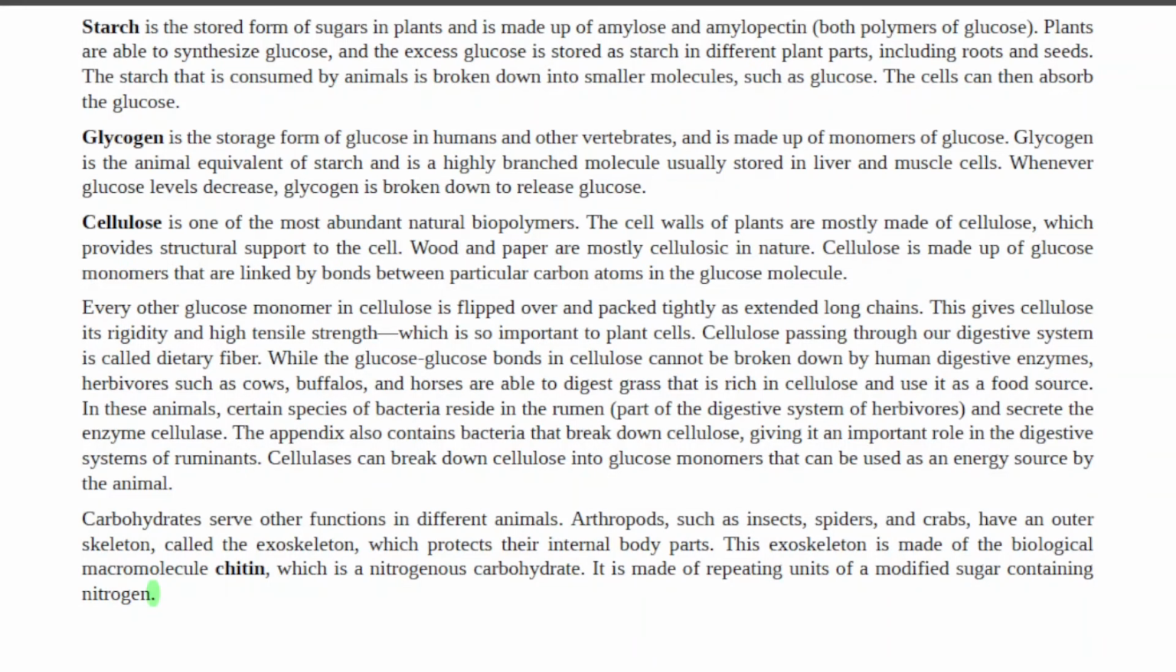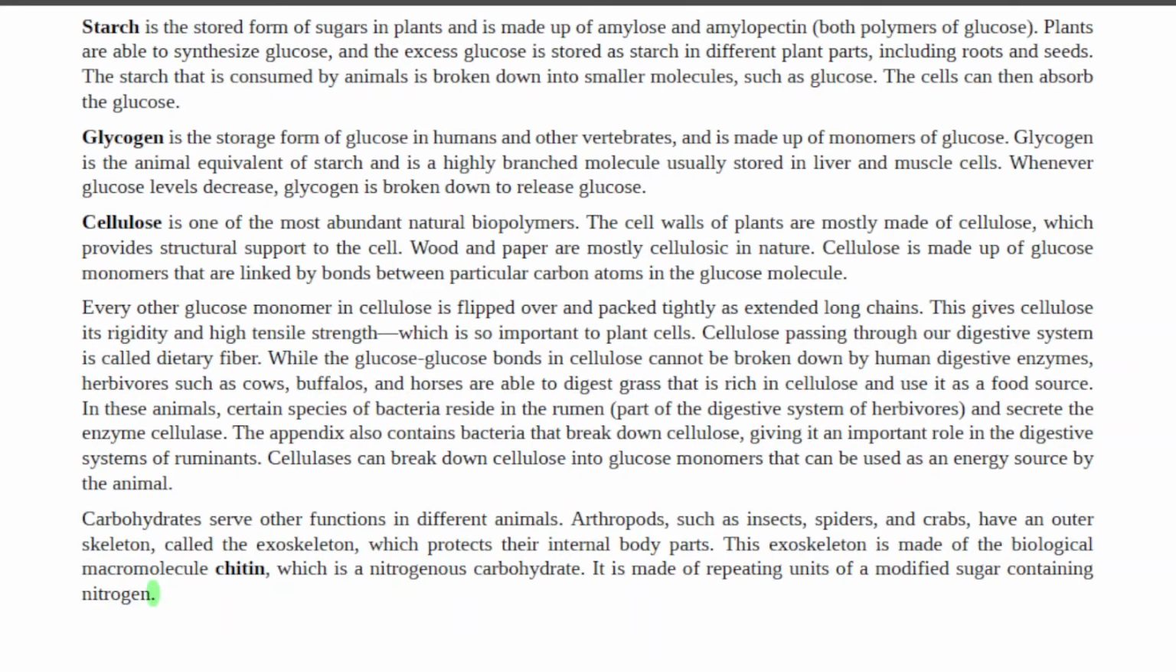Glycogen is a stored form of glucose in humans and other vertebrates and is made up of monomers of glucose. Glycogen is the animal equivalent of starch and is a highly branched molecule usually stored in liver and muscle cells. Whenever glucose levels decrease, glycogen is broken down to release glucose.